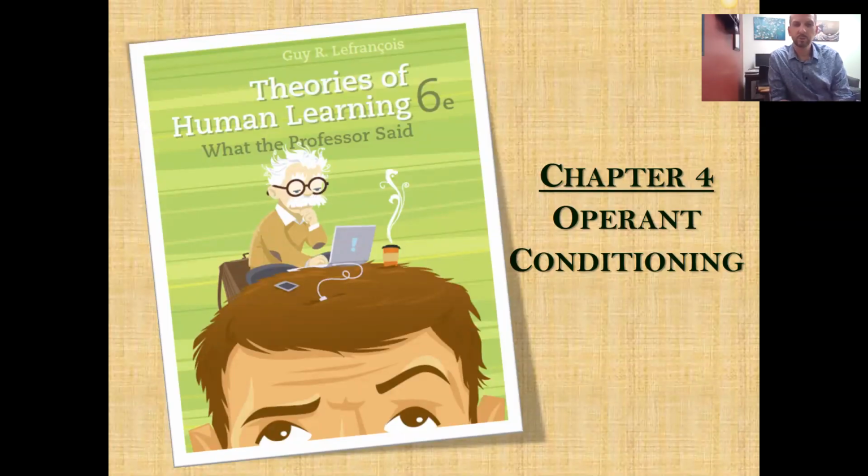Hi, everyone. So I'm going to go over chapter 4, which is on operant conditioning. We touched on it a little bit in the last chapter when we talked about Thorndike, but I just want to give you a heads up. I'm going to be going through these slides pretty quickly. There's 58 of them, and I'm hoping to do this in 45 minutes or less.